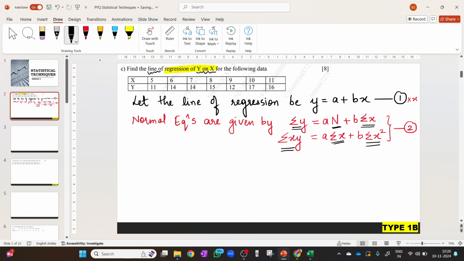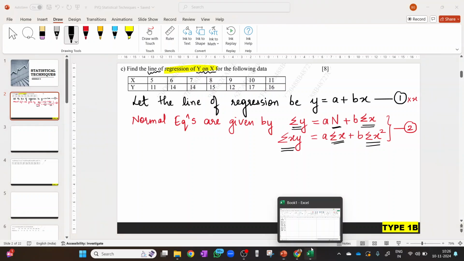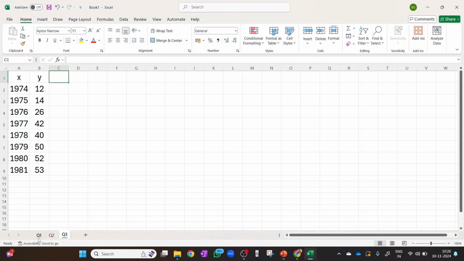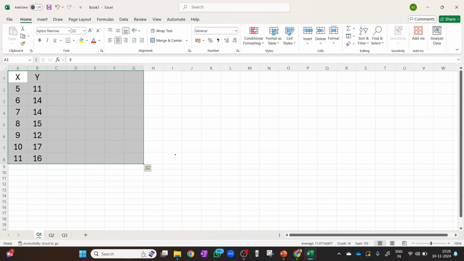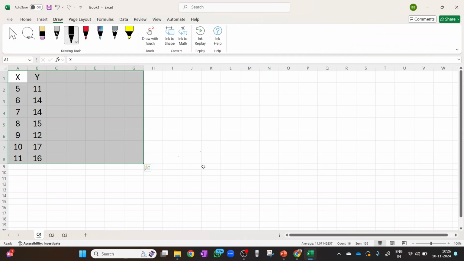Where will we get these values from? We'll get them from the tabular form. So now we use the data which is given to us, x and y. For easy calculation, I've shifted the terms to Excel. You will have to put it on paper and use your scientific calculator. The scientific calculator will help you do the calculations. So these are your values of x and y. I have put them in the vertical tabular format.